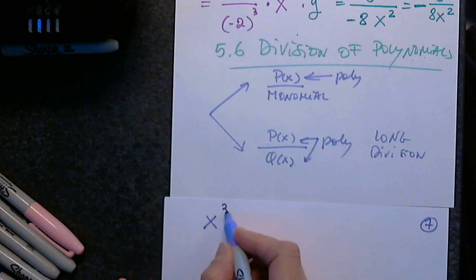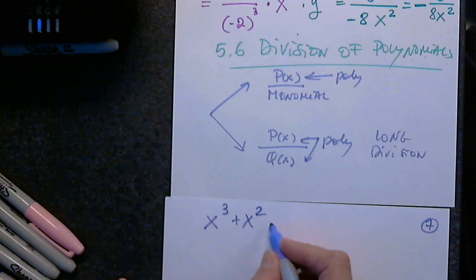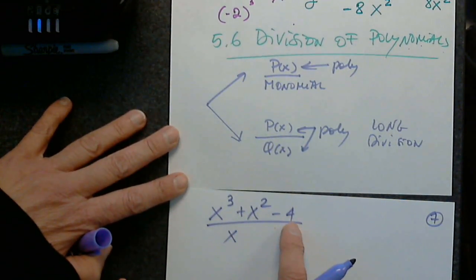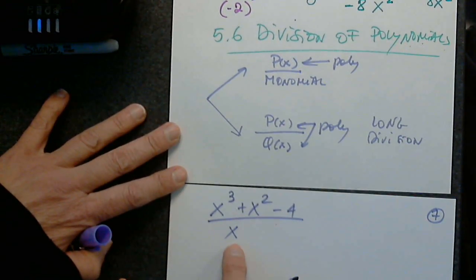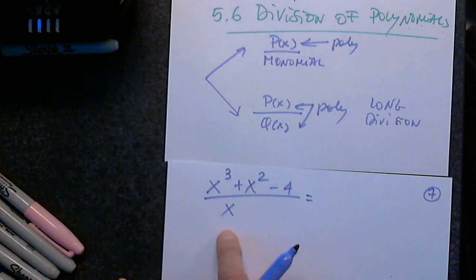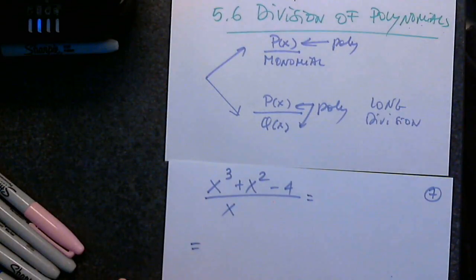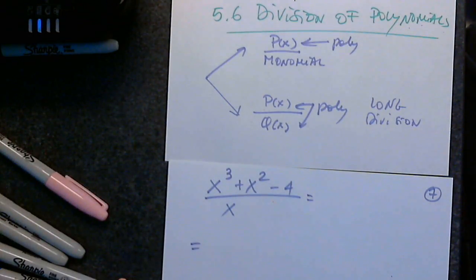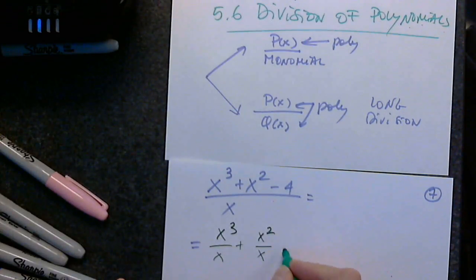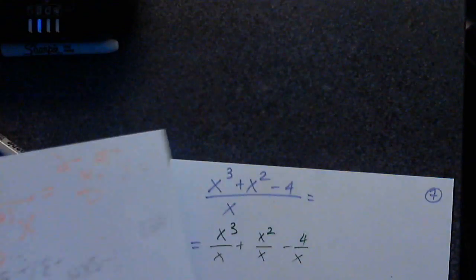So for example, x to the third plus x squared minus 4, divided by x. Is this a polynomial? Is it a trinomial? Yes, it's a trinomial. It's a polynomial, correct? Is this a monomial? Yes. Just one term, one product. Only in this case, I'm allowed to split the fraction. One more time, how many terms do we have at the top? In how many fractions can I split this whole fraction? 3. Exactly. So I'm going to write x to the third over x plus x squared over x minus 4 over x. That's all I can do.